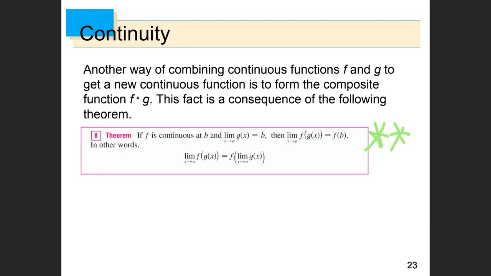So they say a function f is continuous at b, and then they give you the limit as x approaches a of g of x is equal to b. So you see that this function is continuous at the limit of g of x as x approaches a. Now we say the limit as x approaches a of f of g of x is just f of b. What does that mean? It means that I can take the limit in. So the limit of f of g of x is the same as f of the limit of g of x.